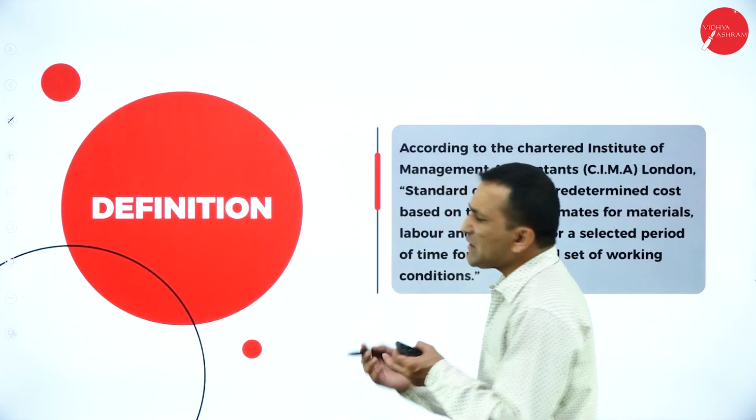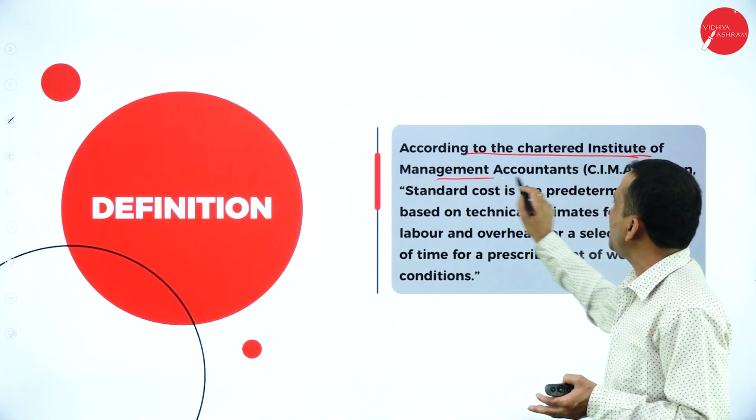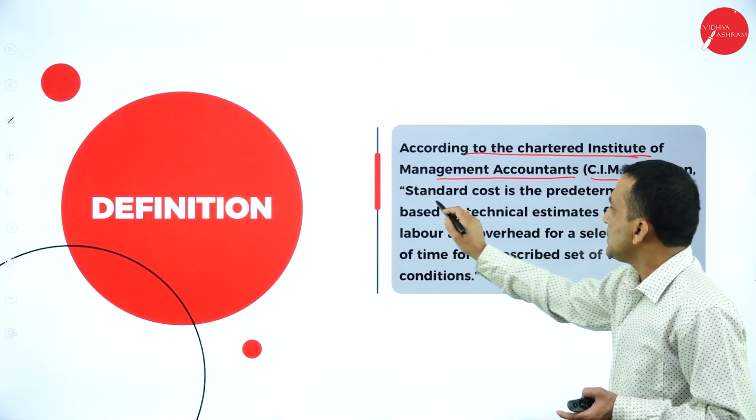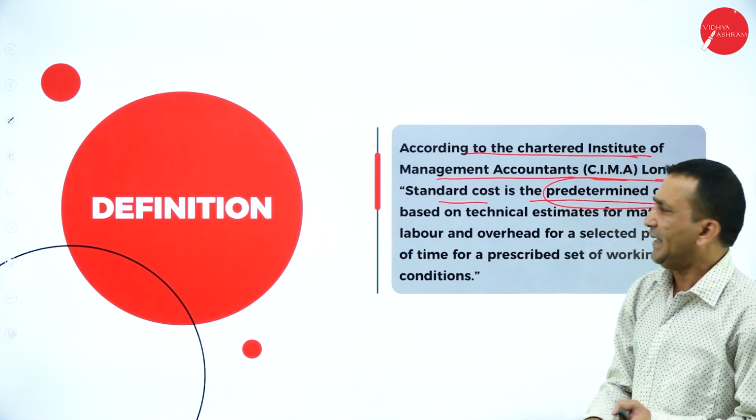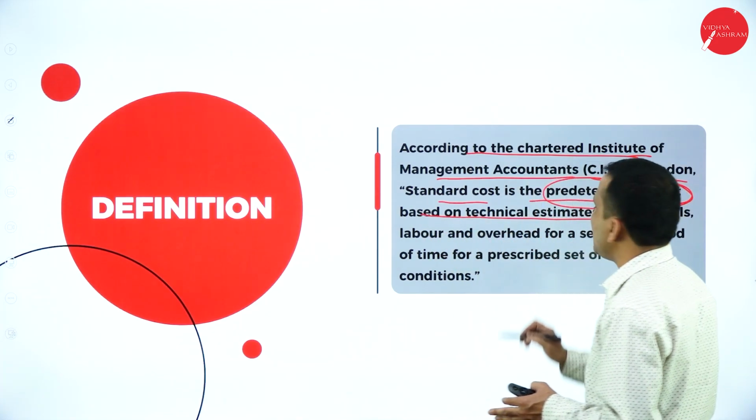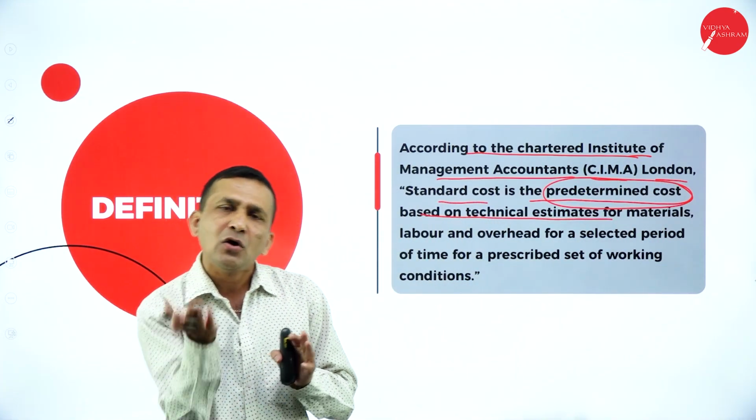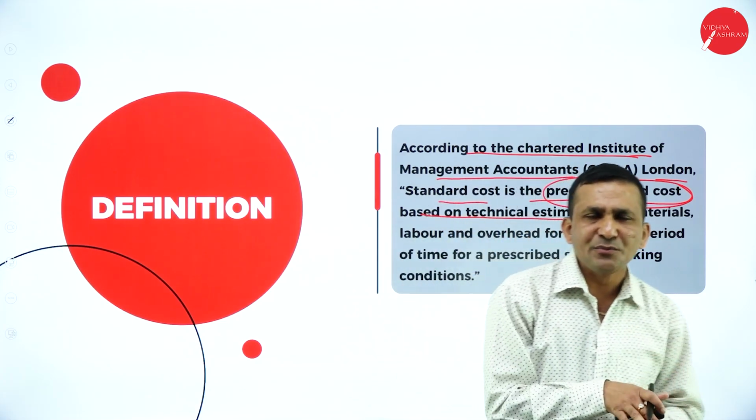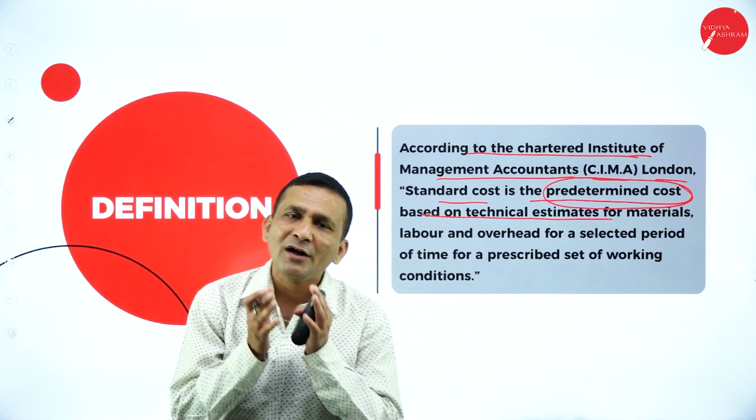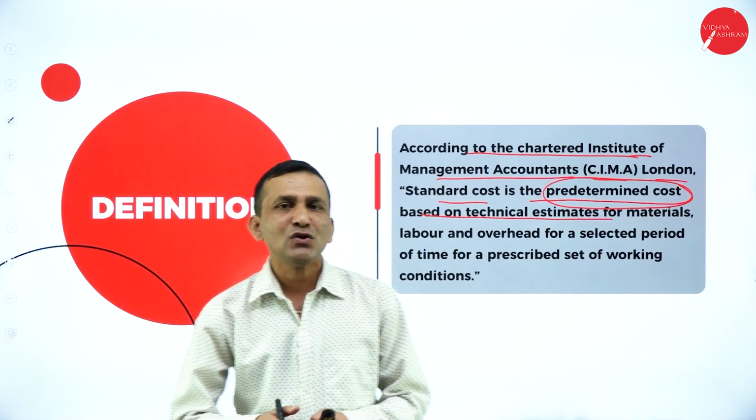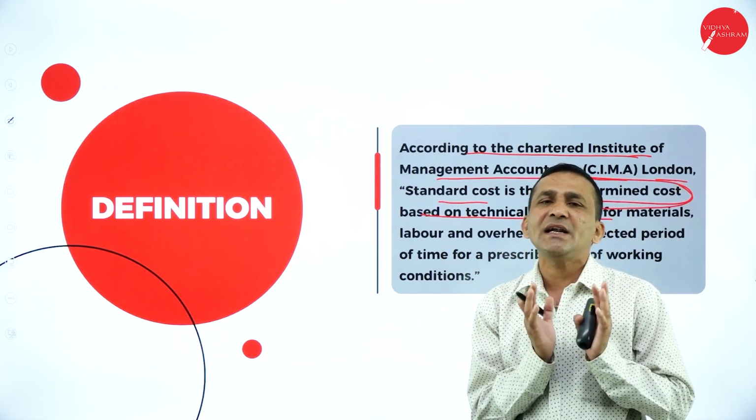Moving forward, there is one definition here. According to the Chartered Institute of Management Accountants, CIMA, London, the standard cost is a predetermined cost, which is already decided based on technical estimates. How are we setting a standard? The previous data, the last production data, is very important. If the relevant data is not collected, setting a standard has no meaning at all. So we need to collect the proper data, and depending on it we decide the standard.